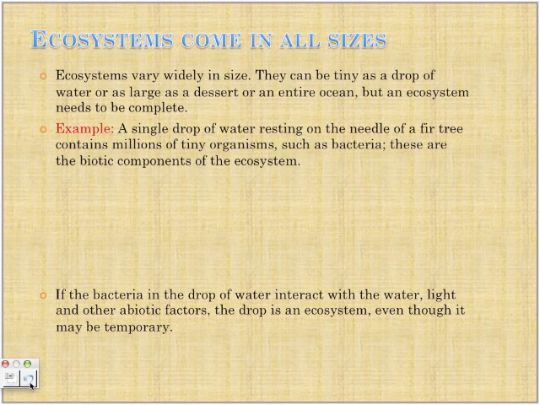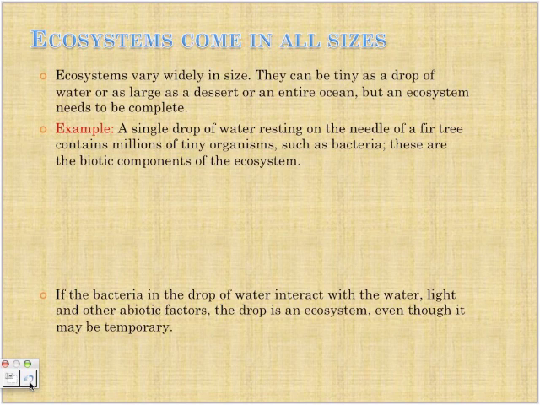Ecosystems come in all sizes. Ecosystems vary widely in size. They can be as tiny as a drop of water or as large as a desert or an entire ocean, but an ecosystem needs to be complete. So basically what they're saying is it doesn't matter how big an ecosystem is, just as long as it's complete with all the important organisms.